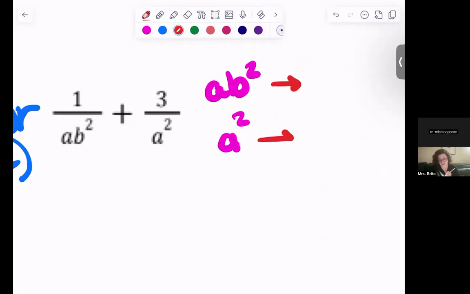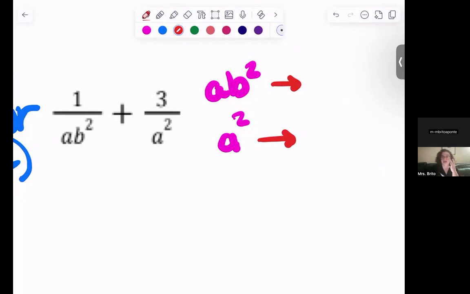Something I can use, and I have to remember I'm multiplying. I'm not looking for a GCF. My GCF would just be A. But I'm not trying to take things out. I want to multiply to get things to be the same. So I'm looking for a least common multiple.